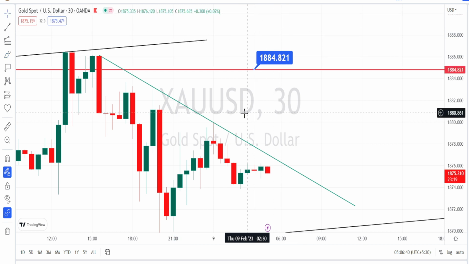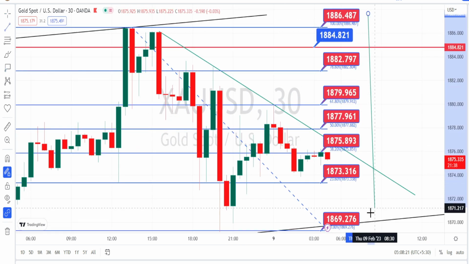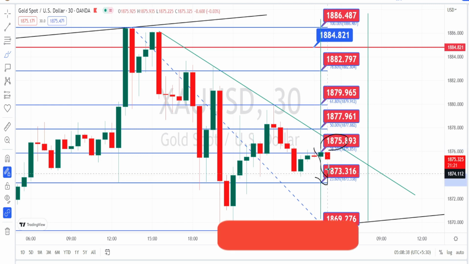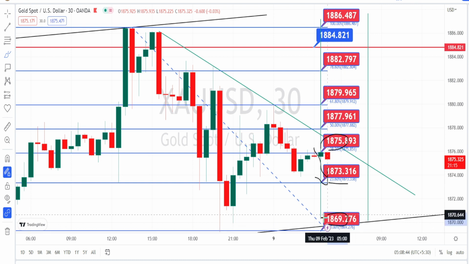Let us look at the support and resistance levels. So the values within these red color boxes are the resistance and support levels for current price action in 30 minutes time frame. Currently the price action is bouncing back from the resistance level of 1875 on the bearish side. If the bearish side retracement continues, the immediate support is going to be around 1873 and 1869.